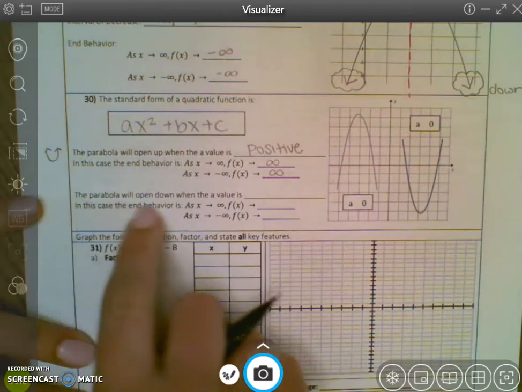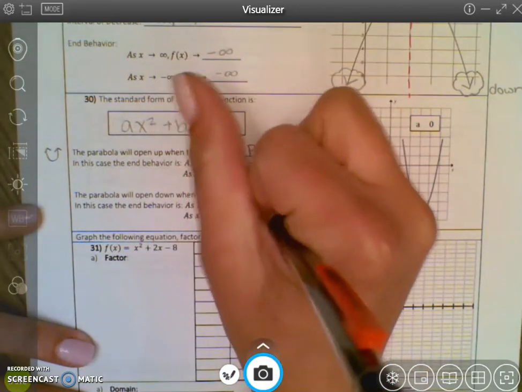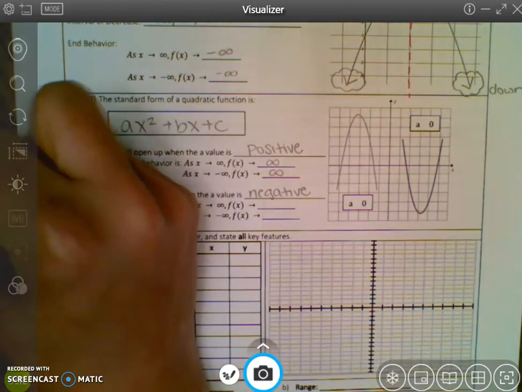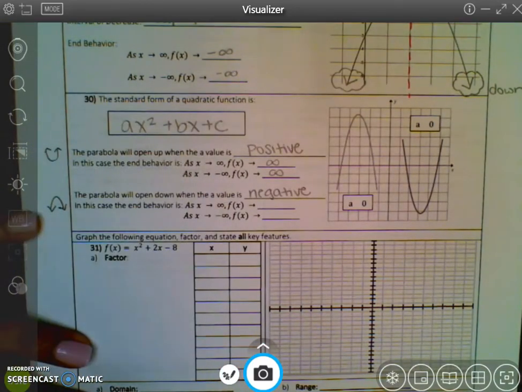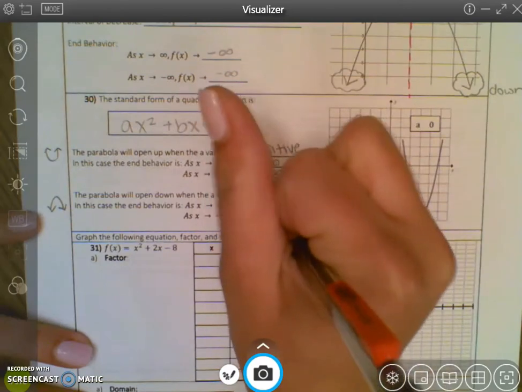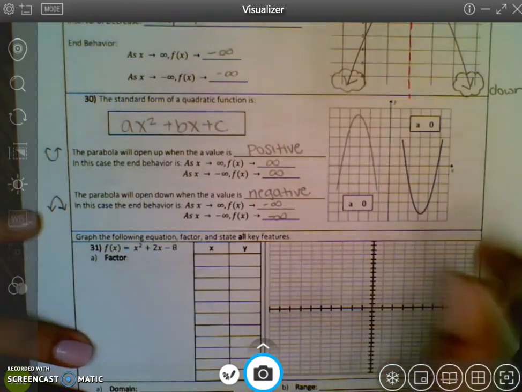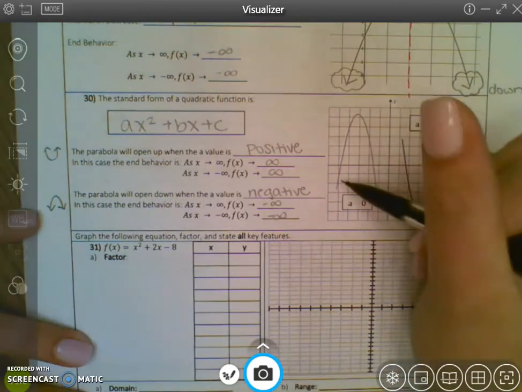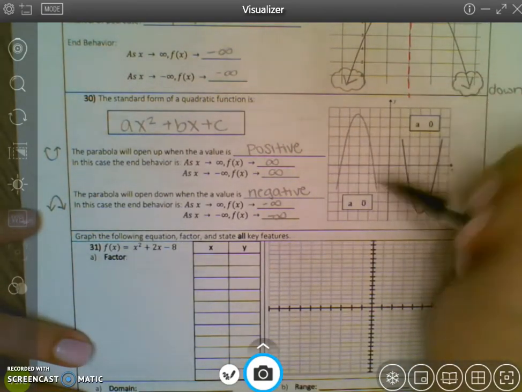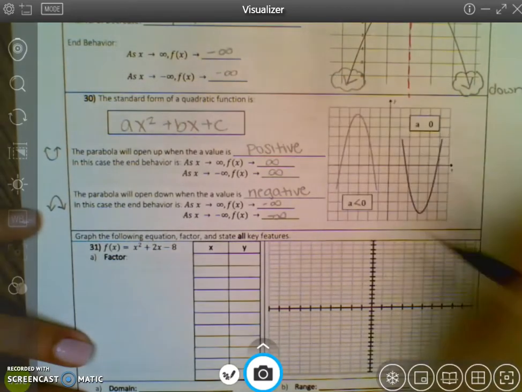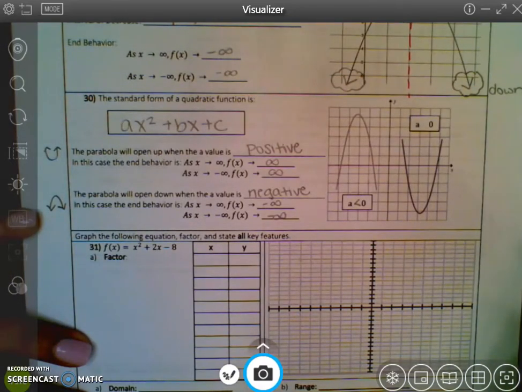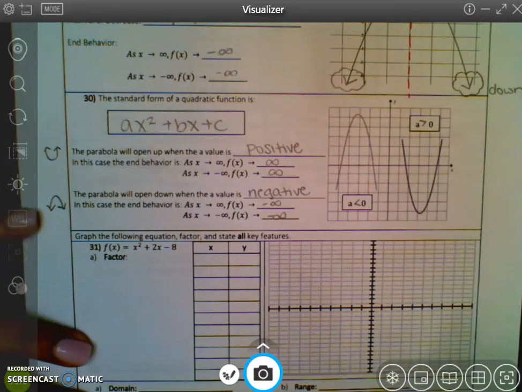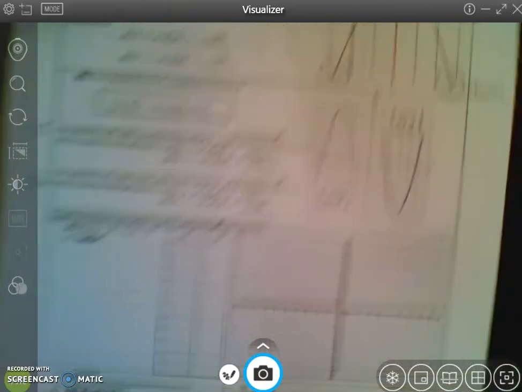The parabola will open down when the a value is negative. If it's opening down, that means these are both negative infinity, just like this one we had above. Here you had to label, this is opening down, which means your a is less than 0. That's what makes it negative. This one's opening up, so your a would be greater than 0. Okay, let's go down below.